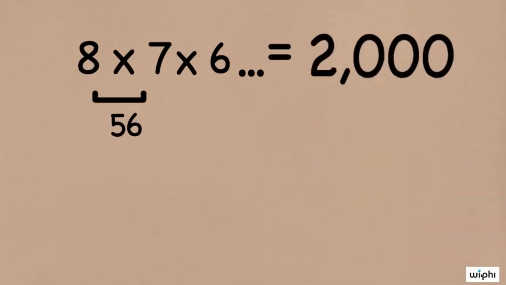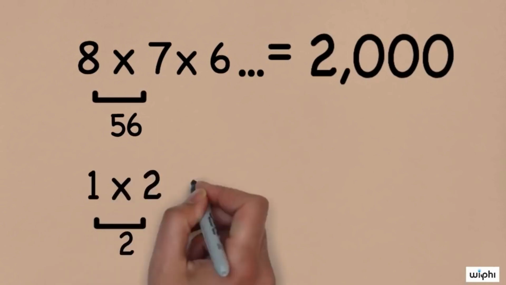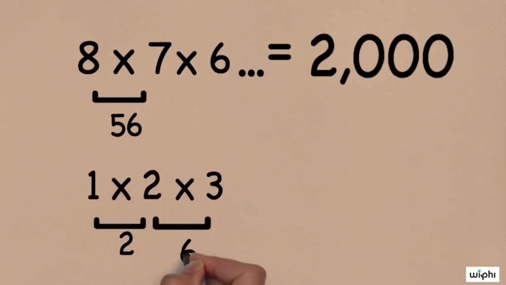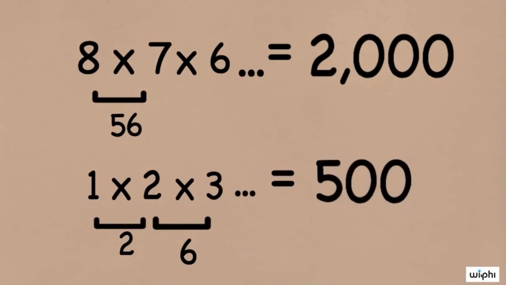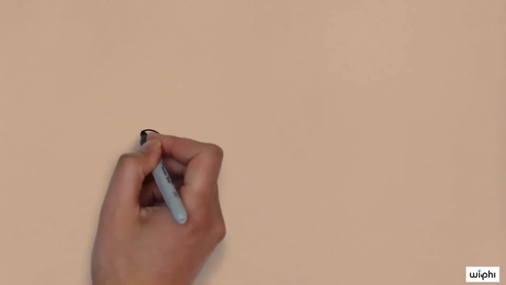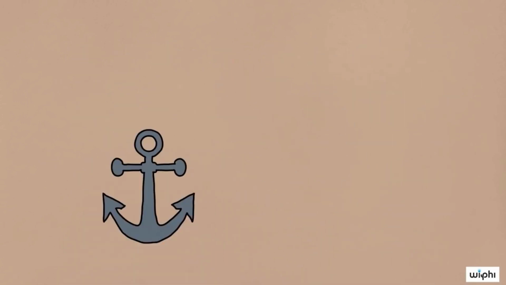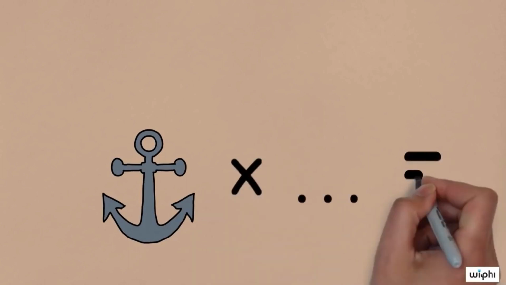But when you do the second problem, you start with 1 times 2, and well, that's only 2, and 2 times 3 is only 6. Your answer is going to be pretty small, maybe only like 500 or so. This process of guessing based on the first number you see is what's known as anchoring. The first number we think of when we do our estimate is the anchor. And once we have an anchor in our head, well, we sort of adjust as needed from there.